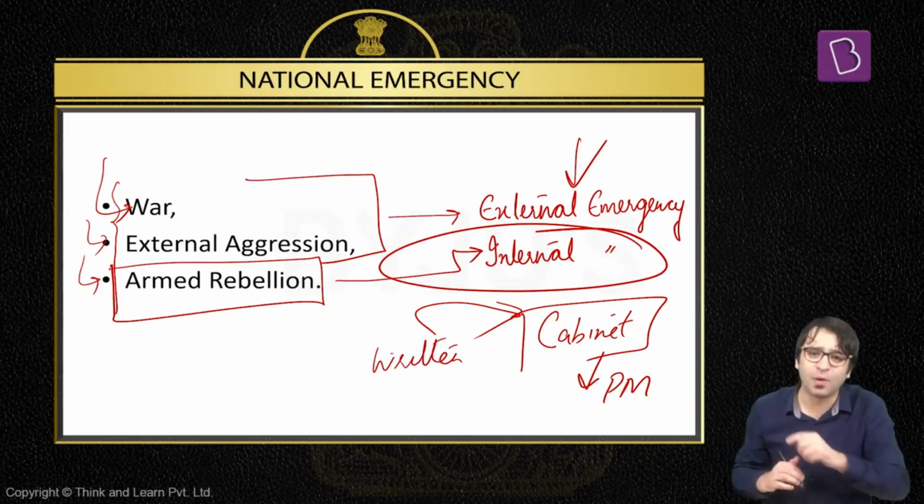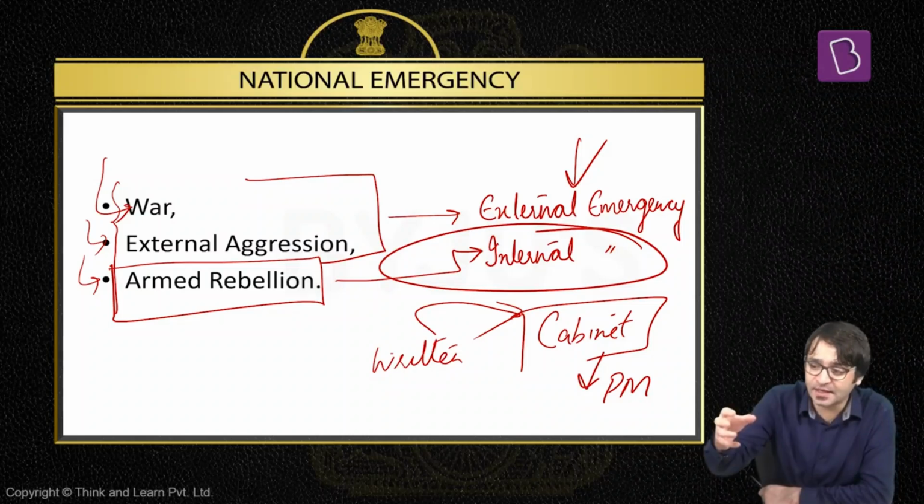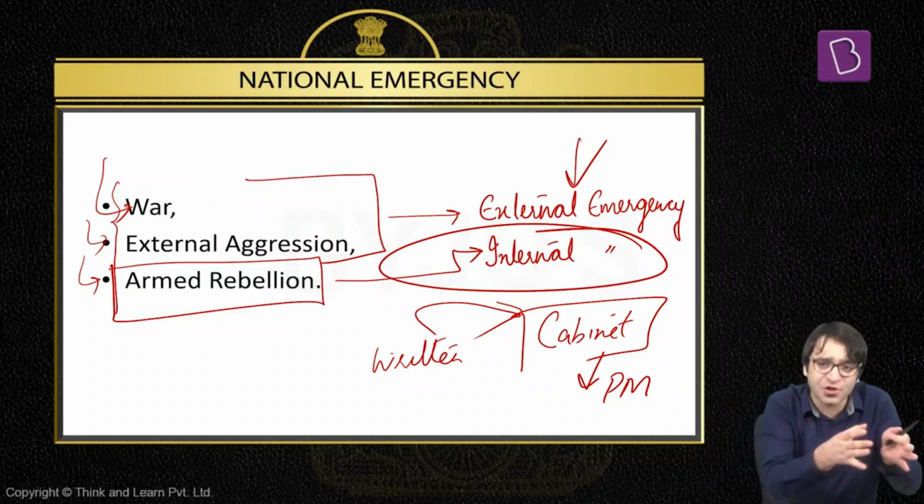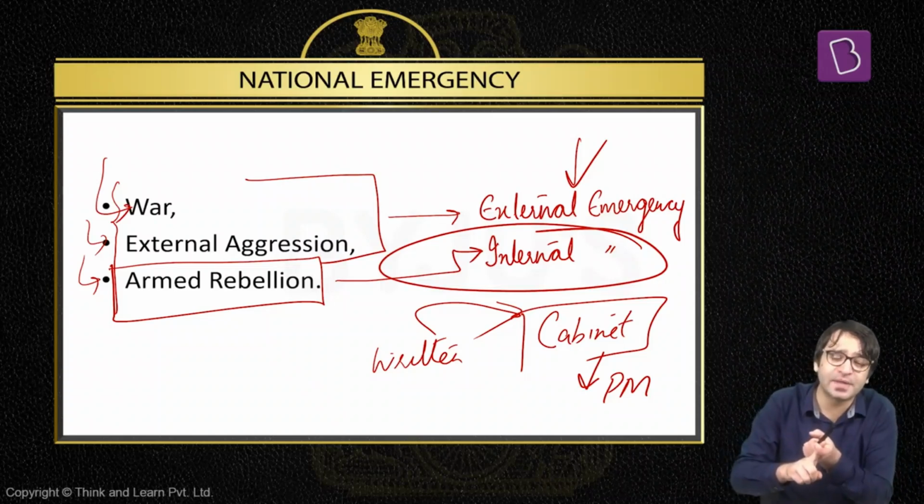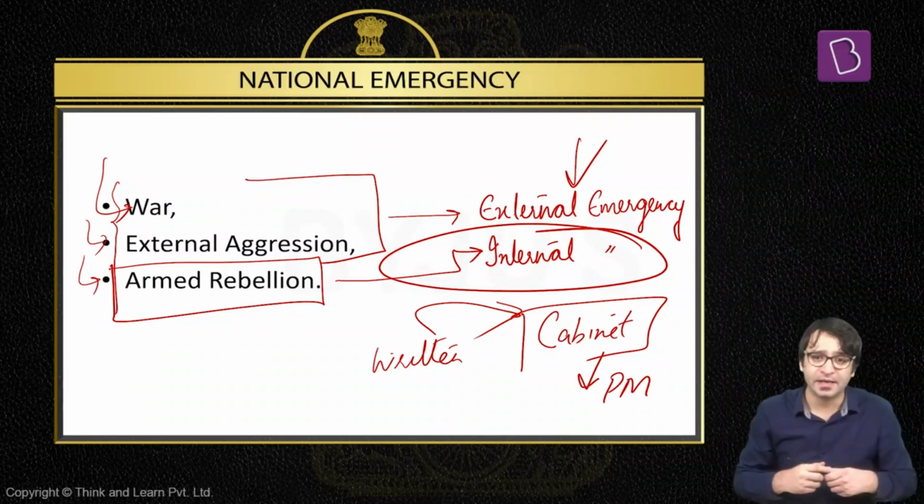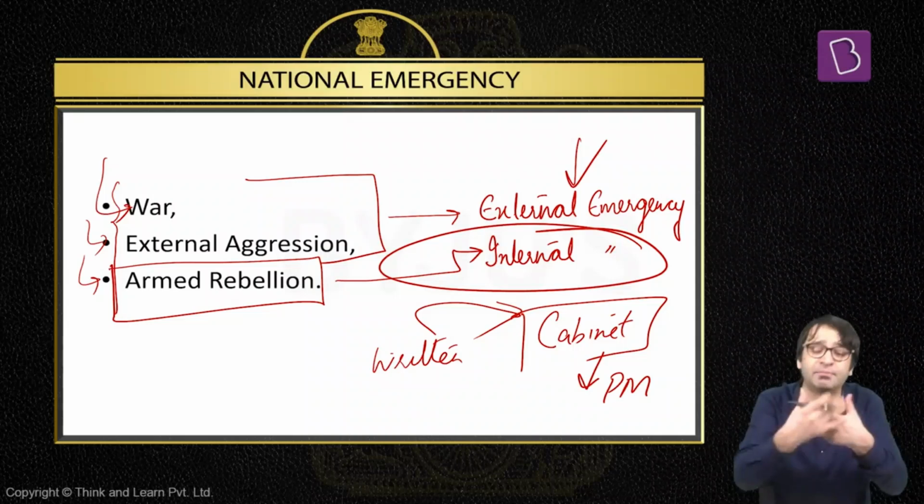That's point number one. Point number two is, it's not that war should be announced, then national emergency can be imposed. External aggression should have taken place, then national emergency can be imposed. Armed rebellion has broken out, then national emergency can be invoked. No. President can proclaim national emergency even in anticipation of war, even in anticipation of external aggression, even in anticipation of armed rebellion. President is anticipating, based on the written advice of the cabinet, that there may be war, there may be external aggression, there may be armed rebellion.